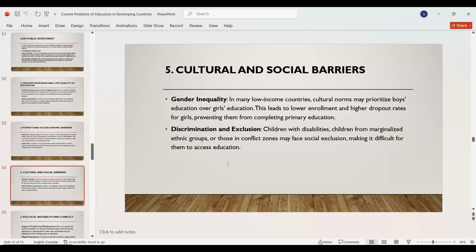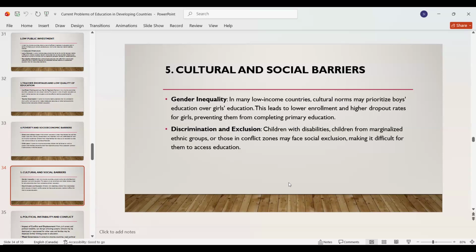Cultural and social barriers, gender equality. In many low-income countries, cultural norms may prioritize boys' education over girls' education. So this leads to lower enrollment and high drop rates for girls, preventing them from completing primary education. So we are learning about primary education, how we can enhance the primary education, right? These are the reasons they are losing the education.